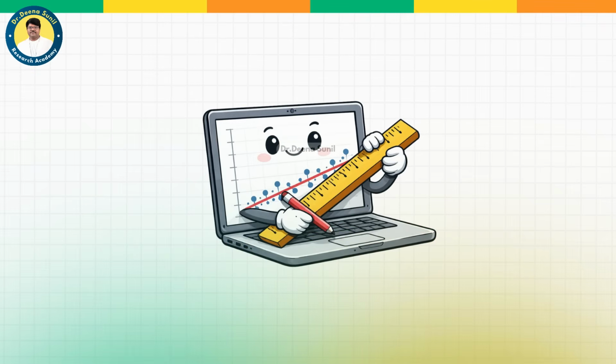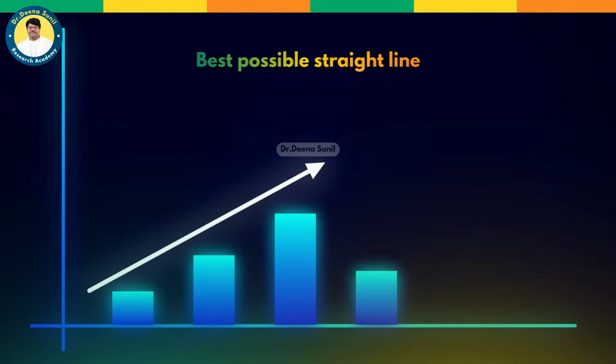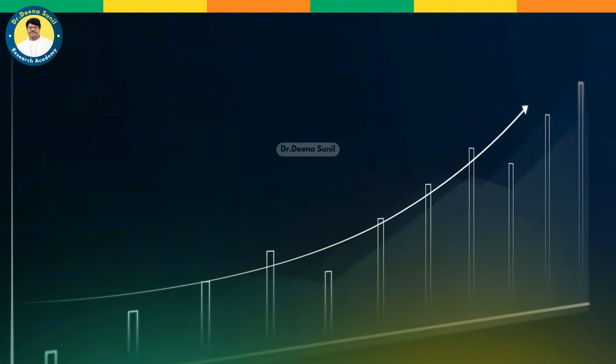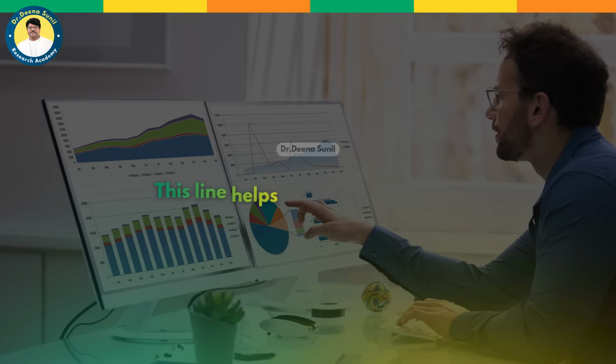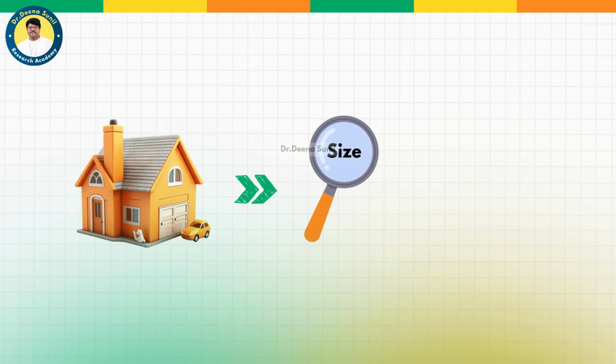Linear regression is basically the computer taking a ruler and trying to draw the best possible straight line through these dots. It tries to draw a line where the distance between the line and every single dot is as small as possible. This line helps us predict the future. If a new house comes on the market, we just look at its size, go up to our red line and see what the price matches.